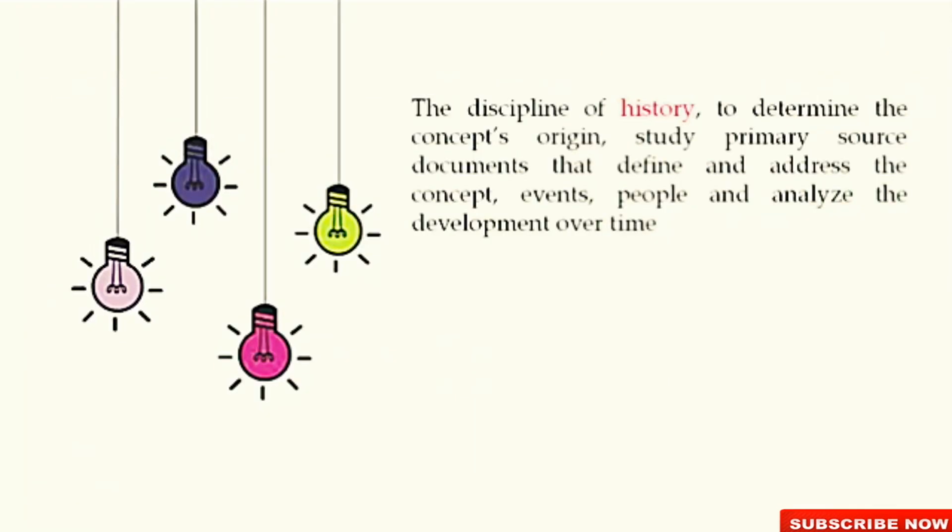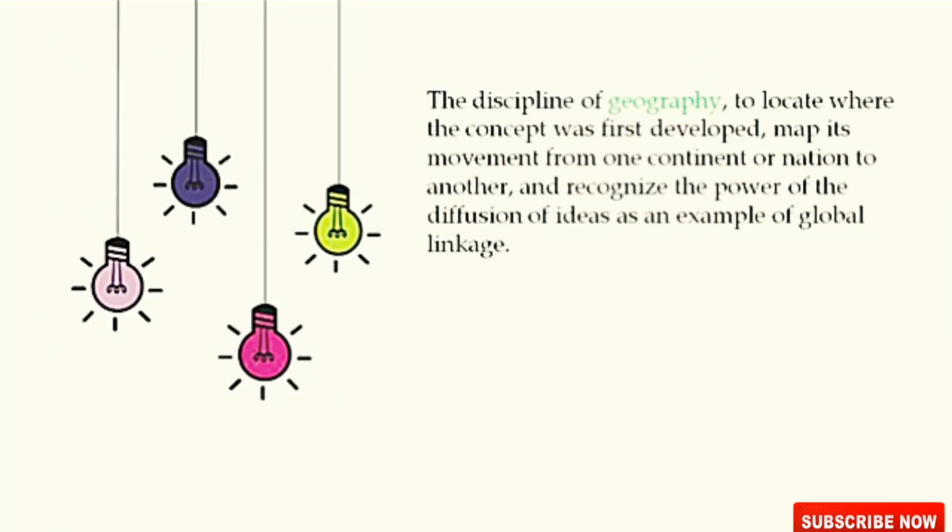The discipline of history is used to determine the concept's origin, study primary sources and documents that define and address the concept, events and people, and analyze the development over time, which makes social science a complete science. The discipline of geography is used to locate where the concept was first developed, map its movement from one continent or nation to another, and recognize the power of the diffusion of ideas and examples of global linkage.